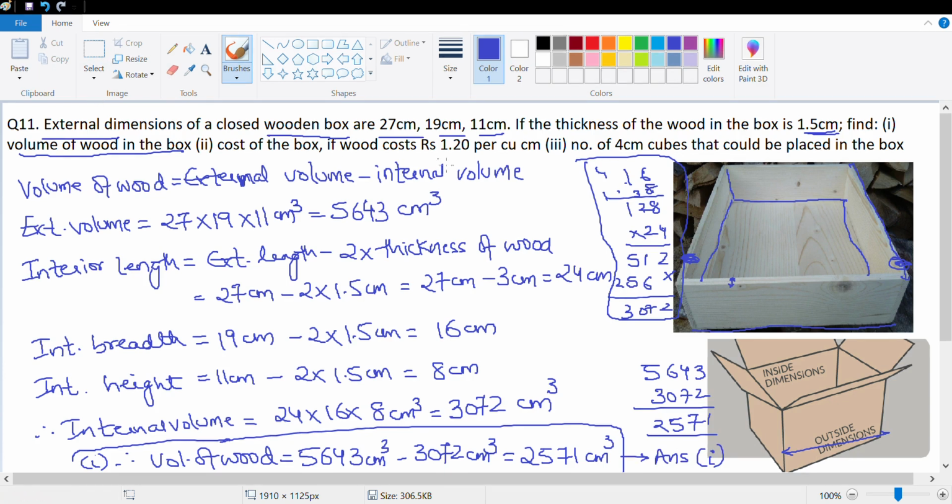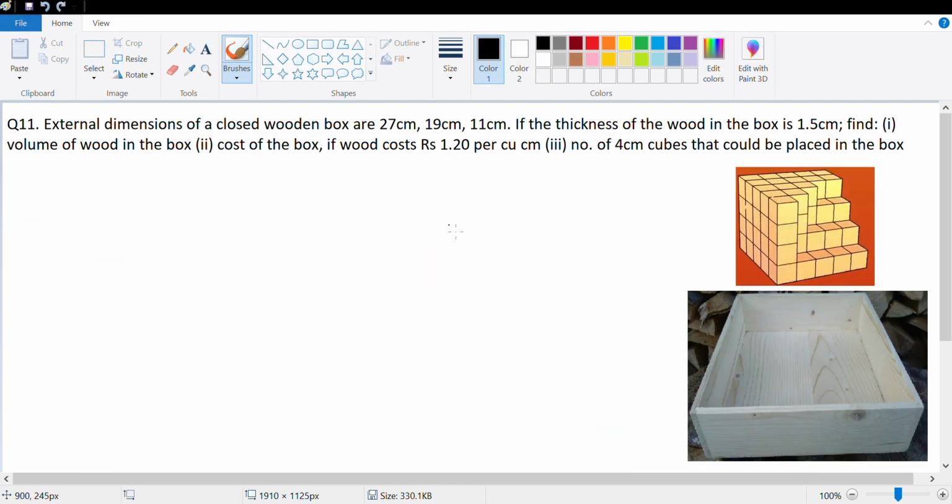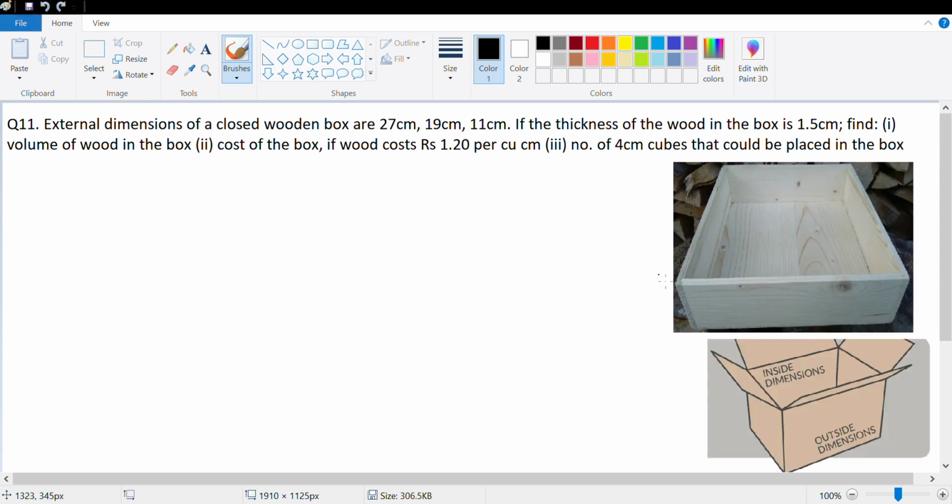Cost of the box if wood costs 1 rupee 20 paisa per cubic centimeter. Let's just look at another page now. Okay, I think I will reopen that page. My mistake. Okay, let's look at this. Sorry. So in this case, we calculated volume of wood was equal to 2571 centimeter cube. So this is volume of wood. We need to find the cost of the box if wood costs this much.